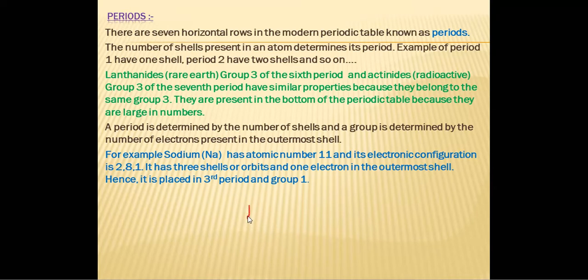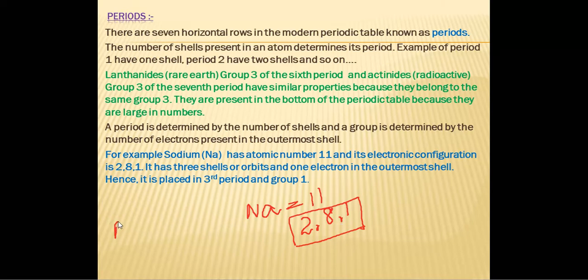Suppose we take an example of sodium. Atomic number of sodium is 11. If you write the electronic configuration, it will be 2, 8, 1. How many shells are there? In the first shell, 2 electrons will be present. In the second shell, 8 electrons will be present. And in the third shell, 1 electron will be present. So, in sodium, 3 shells are present. So, in which period will sodium be present? It will be present in the third period.